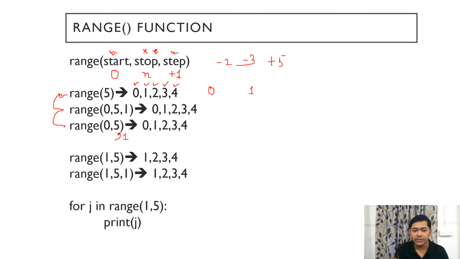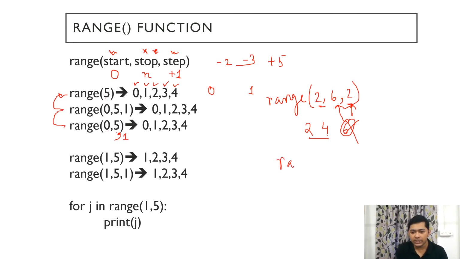Now if I write range 2 comma 6 comma 2, what will be the output? The output will be 2, then 4. Okay, 2 4. Why? First 2 will come, then this is the step value. The step value will be added to the previous one. So 2 plus 2 is 4. Now 4 plus 2 is 6. Now 6 is here. 6 is the stop value, so it cannot come in the output. So it will not come. So only 2 4.